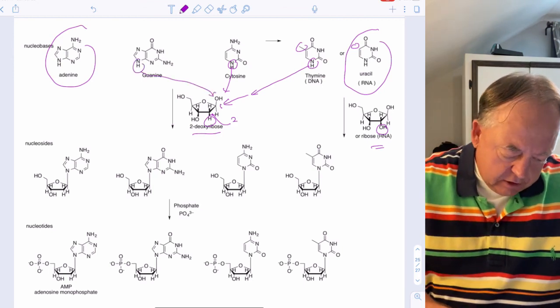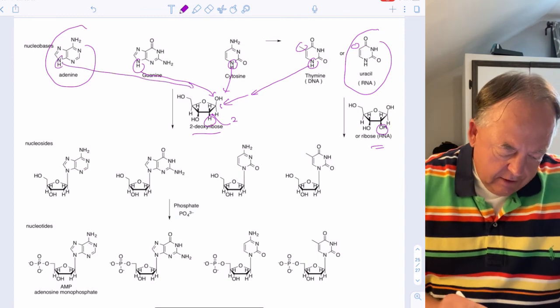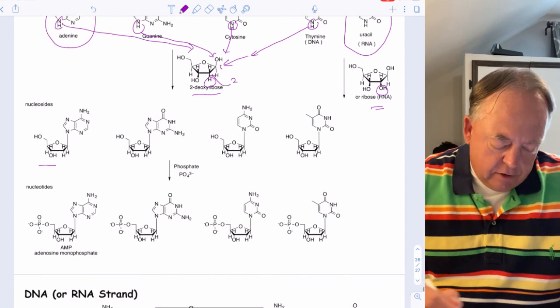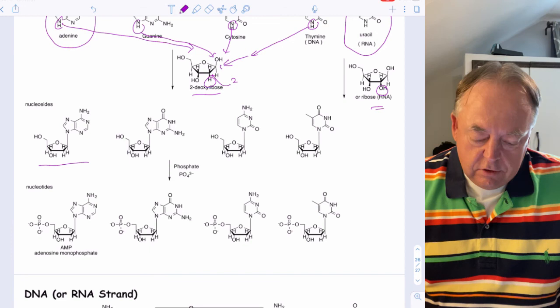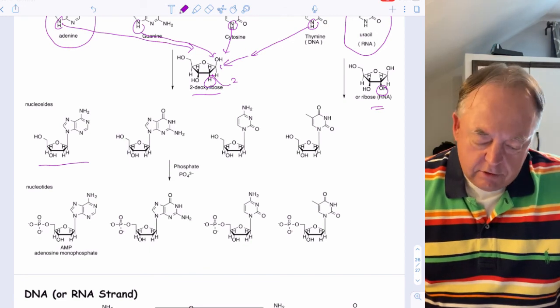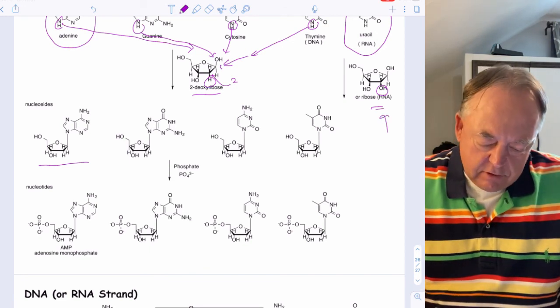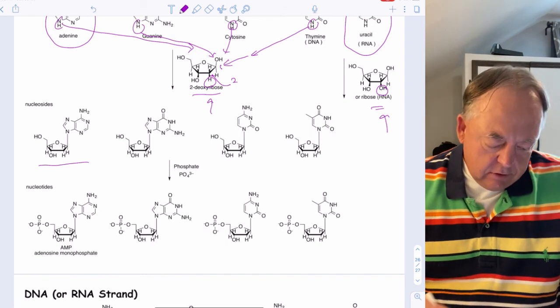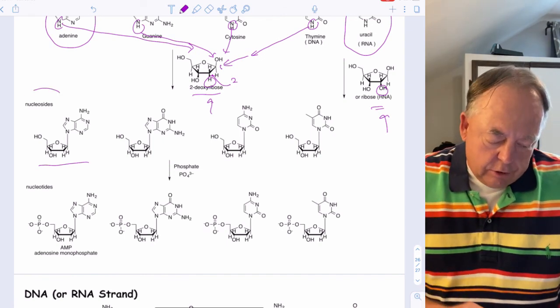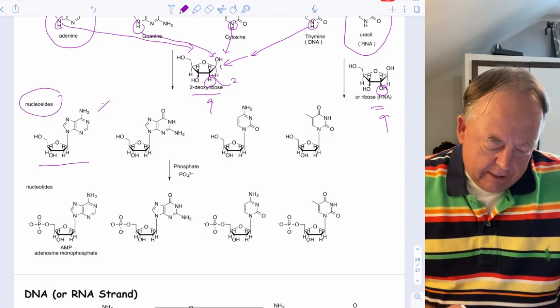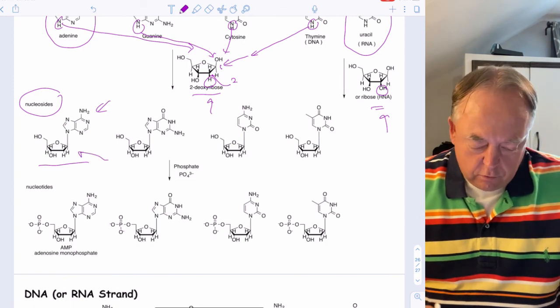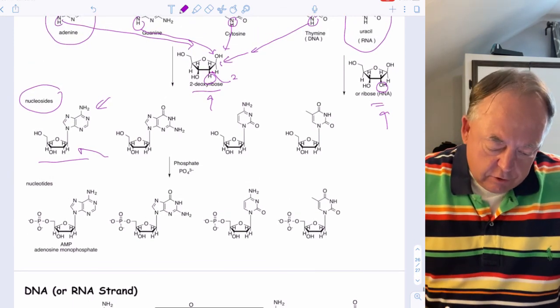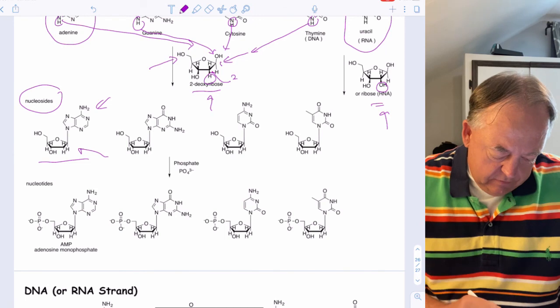All right, so attach the nucleobases here. And then now you have the nucleobases attached to the ribose, or the deoxyribose. If it's RNA, then ribose. If it's DNA, then deoxyribose. So these are what are called nucleosides, where you have the nucleobase attached to the sugar. And then, of course, those can be phosphorylated. So you could phosphorylate it here.